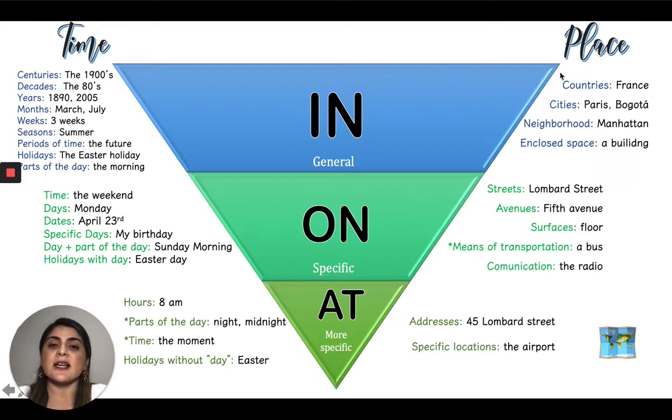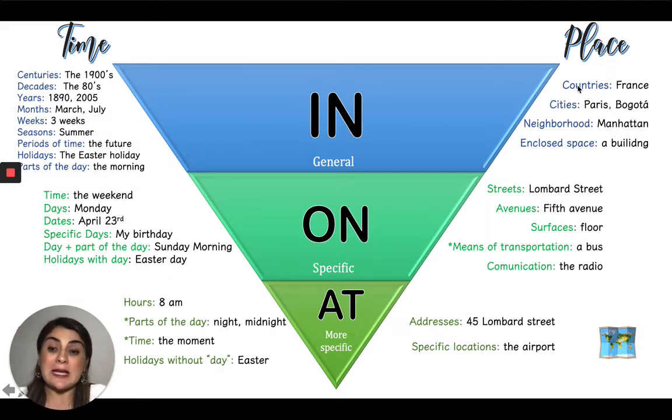Hi guys, the idea today is that I'm going to explain the difference among these three prepositions: in, on, at, and when to use them. The first thing that we need to know is that sometimes we use them when we talk about time and when we talk about places.